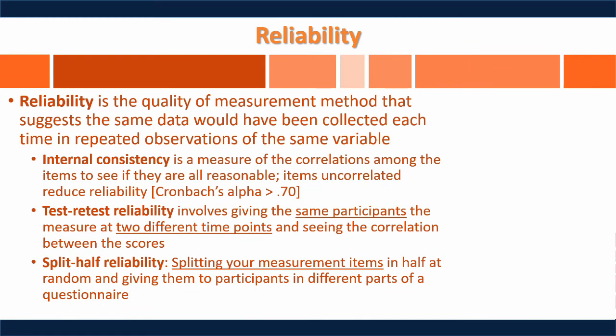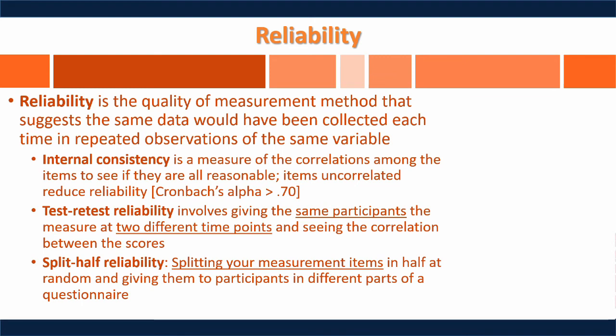Reliability is the quality of the measurement method that suggests that scores are consistent within the same individual. It's essentially saying that if I score a 7 out of 7 on one item of a measure, I shouldn't score a 1 out of 7 on another item. There are several ways to determine reliability.